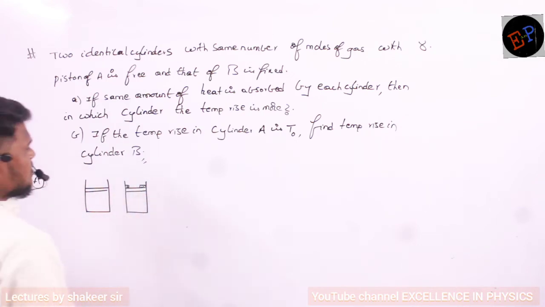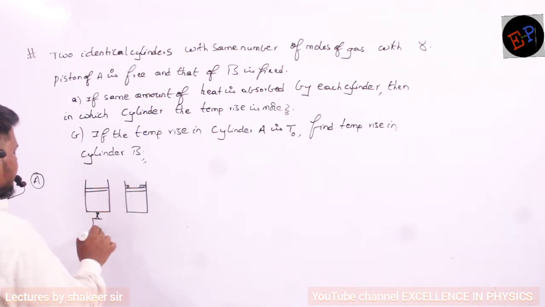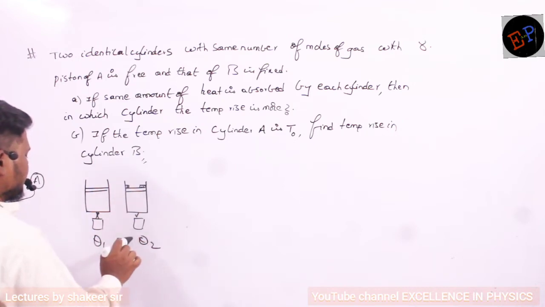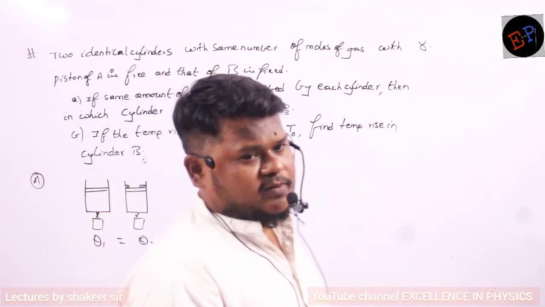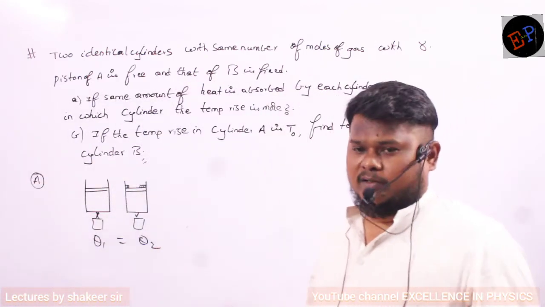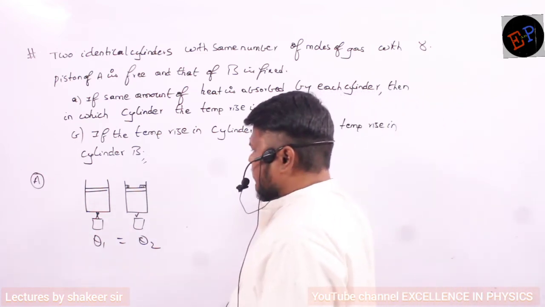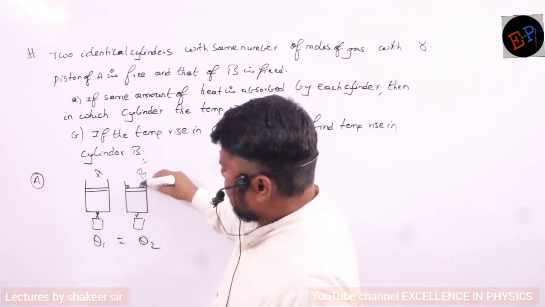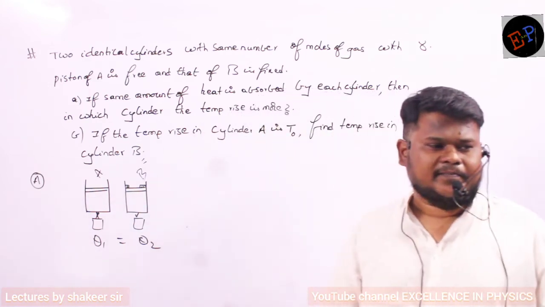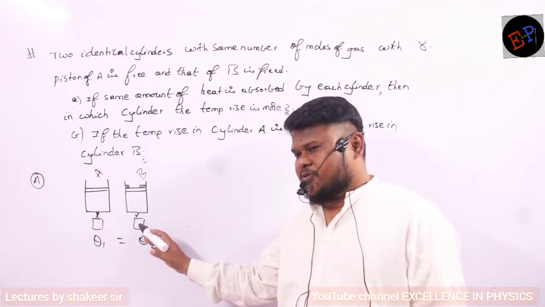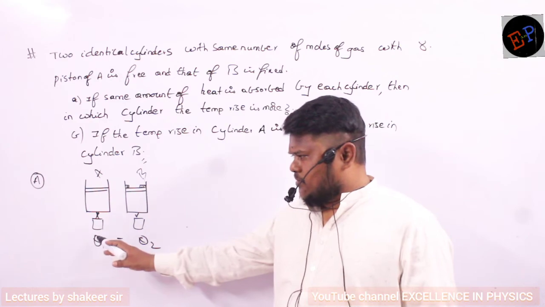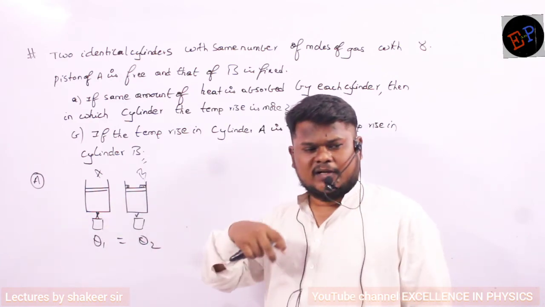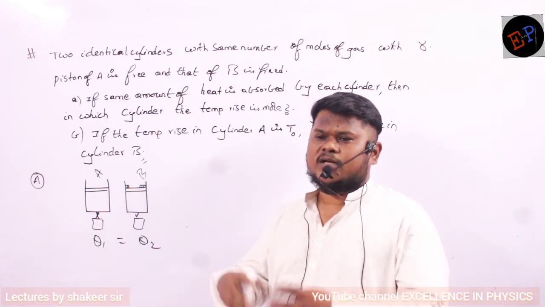The same amount of heat is absorbed by each cylinder. It means the amount of heat energy which we are supplying is the same: Q1 and Q2 are both equal. Then in which cylinder will the temperature rise be more? This is A and this is B. Definitely in B, the rise of temperature will be larger. Why? Because total energy is utilized only for raising internal energy, so temperature rises by a greater factor. But here the energy will do two things: it will raise the temperature and it will also raise the piston. So energy is distributed.